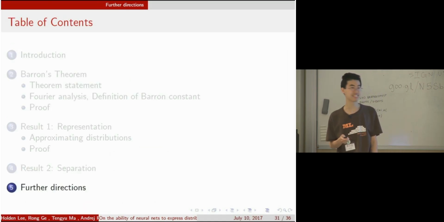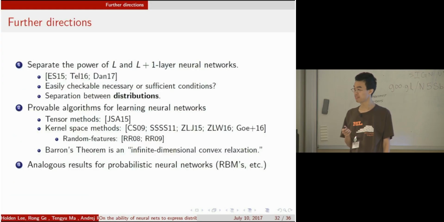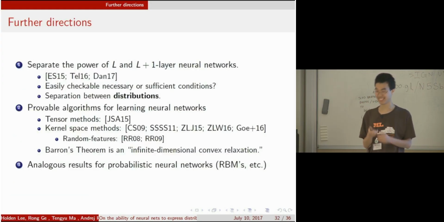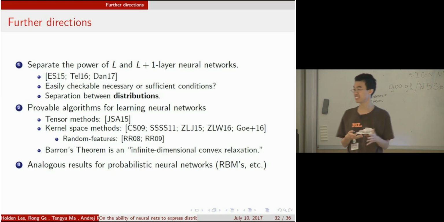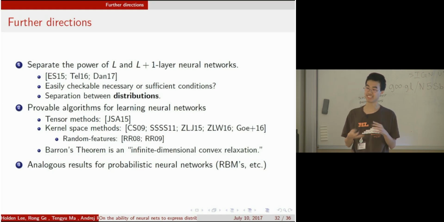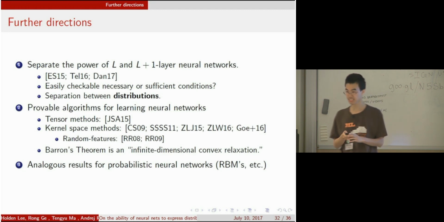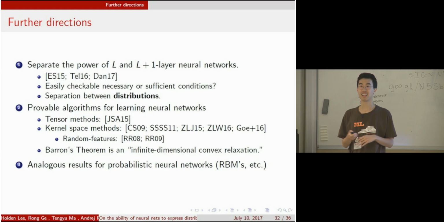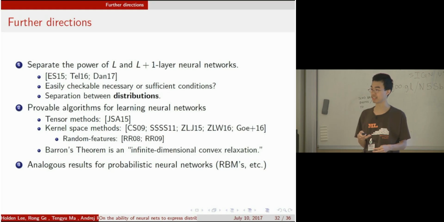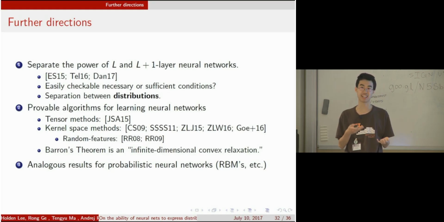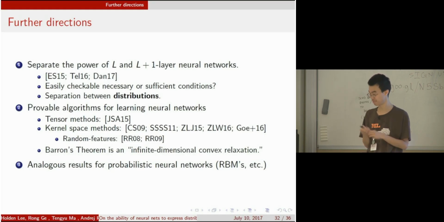Okay, so finally, I'll give some future directions for research. One of the holy grails of neural networks is to try and separate the power of L and L+1 layer neural networks. And there has been some promising work in this direction. It will be interesting to have easily checkable, either sufficient or necessary conditions for some non-trivial family of functions. Another open question is to give a separation between the power of shallow and deep neural networks to express distributions. We only have looked at expressibility by functions here.